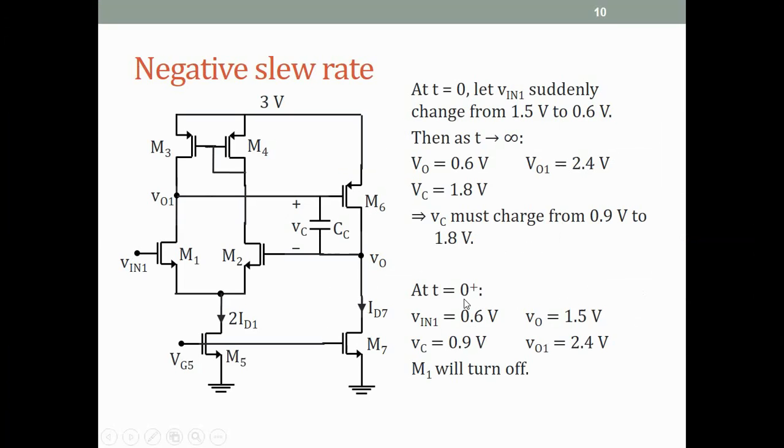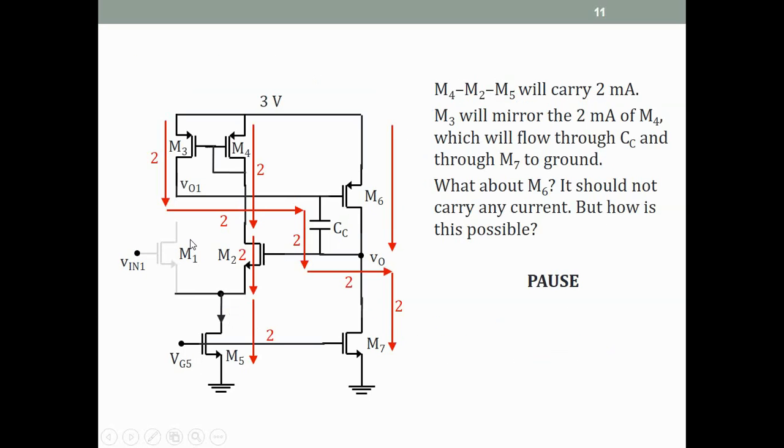Alright, now let us look at t equal to 0 plus. At t equal to 0 plus, V in 1 has become 0.6. VO still has its earlier value of 1.5, or let's for now assume it is, maybe it is jumping, we'll see if it is jumping or not. VC stays at what it was, 0.9 volts, the capacitor voltage, and VO1 therefore is 2.4 volts. So V in 1 is 0.6, VO is 1.5, so M1 will turn off because its gate voltage is much smaller than the gate voltage of M2. So M1 turns off, so let us draw the circuit.